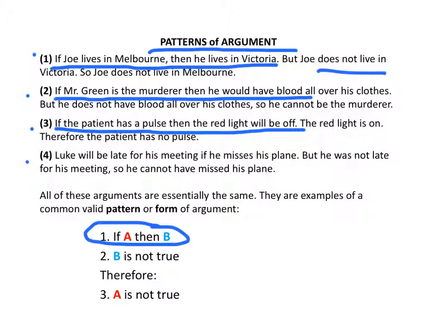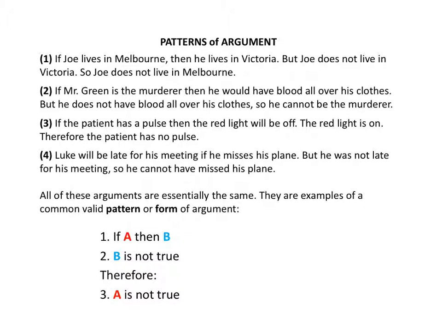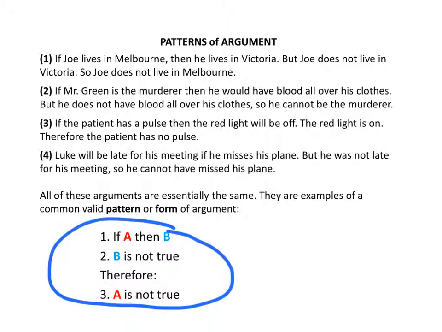And then the second premise says that B is not true. Joe does not live in Victoria here. Green does not have blood all over his clothes. And in each case, the conclusion is then that the first thing, A, is not true. Joe does not live in Melbourne. Green cannot be the murderer. The patient does not have a pulse. So all four of these deductively valid arguments fit this pattern. And they all look like this. If A, then B. B is not true. Therefore, A is not true.